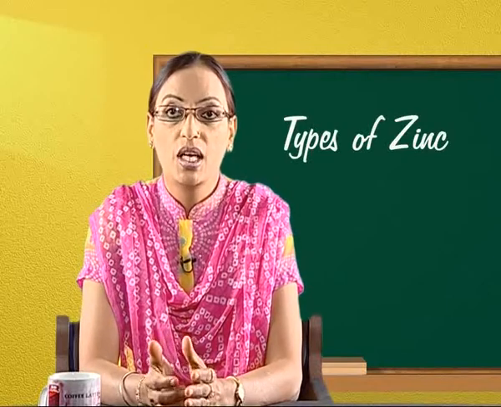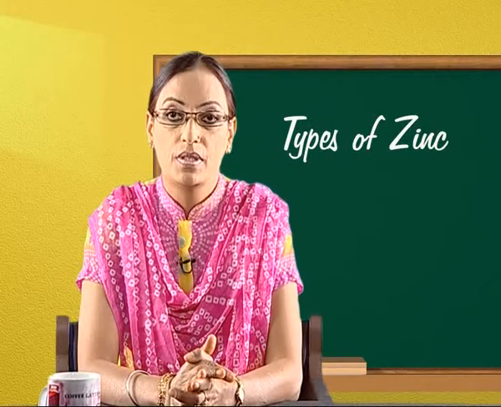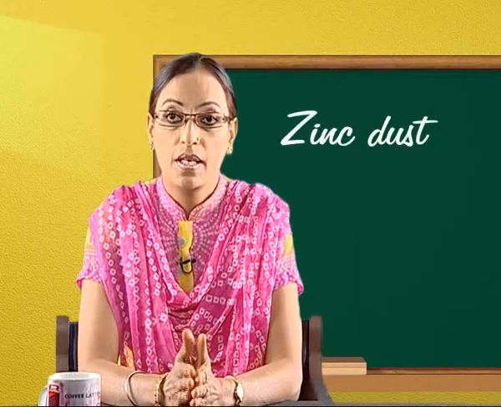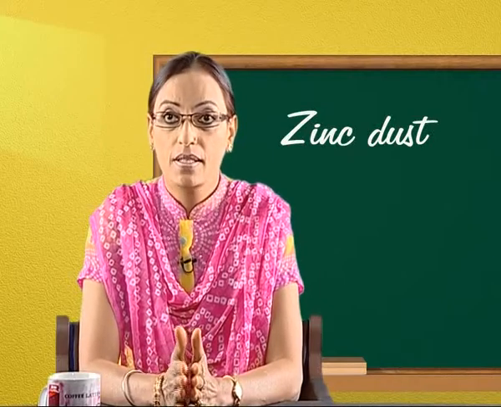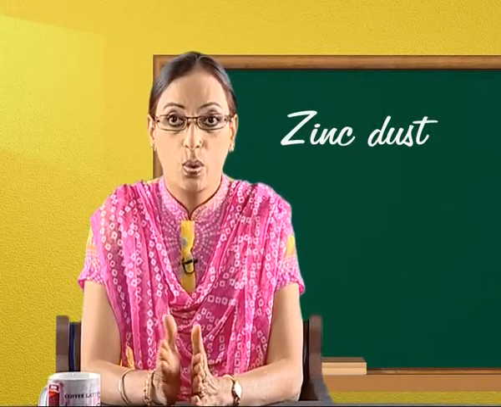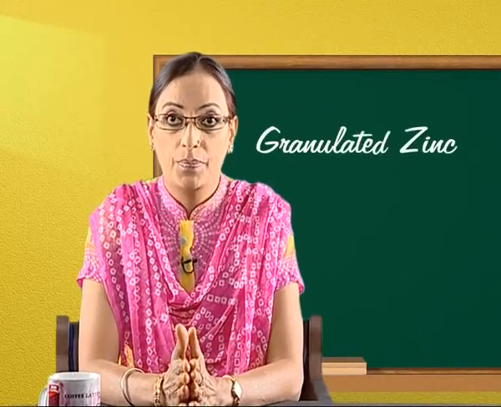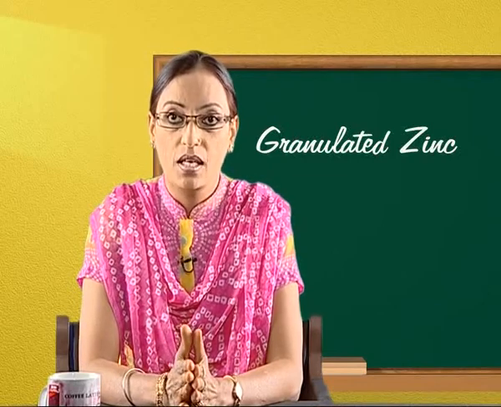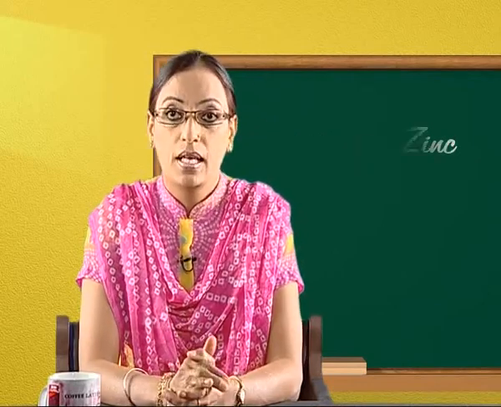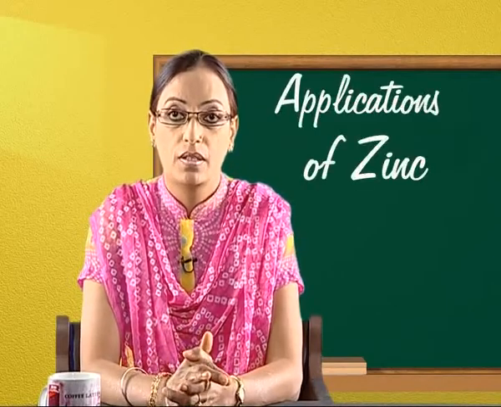Let us now talk about the types of zinc which are available. Zinc is found in two special types. Zinc dust, which is prepared by melting zinc and then atomizing it with a blast of air. Granulated zinc, which is prepared by pouring molten zinc into cold water. Let us now discuss the applications of zinc.